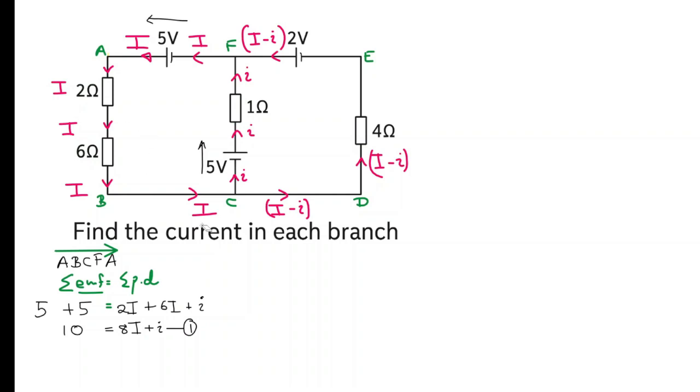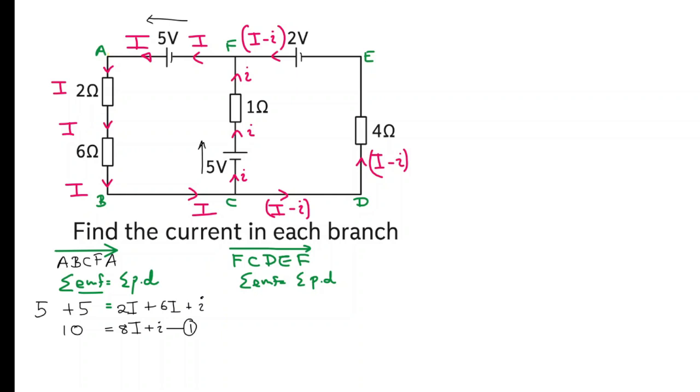Now I'm going to do the same with another loop. Now, like I said, you can do the big one or the one on the right hand side, anything. Let's do the one on the right hand side. So let's start it from here then. F, C, D, E, F. Remember, starting and end are the same. You can go like that. Okay. Now, again, I'm going to do the sigma EMF is equal to sigma PD.